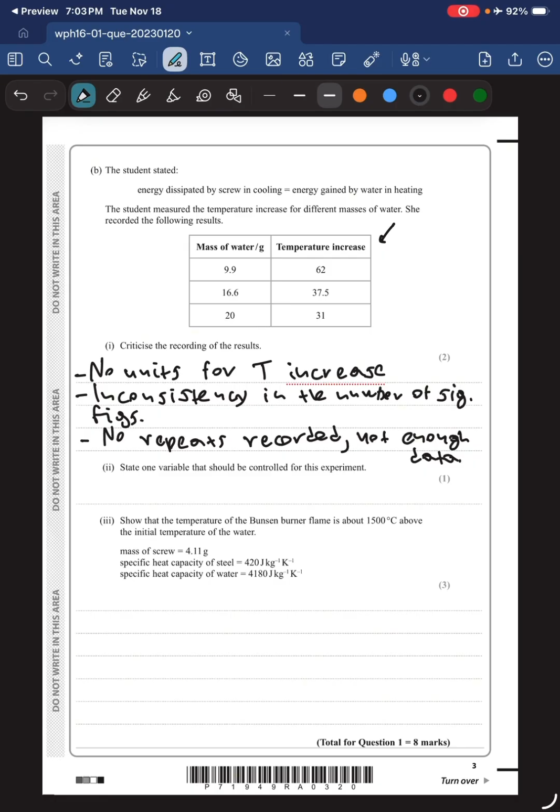Part 2. State one variable that should be controlled for this experiment. So the flame intensity, I mean, you need to have a constant flame, like the temperature should be constant. One variable, so the flame intensity should be constant between measurements, and the timing, the time for the heating.